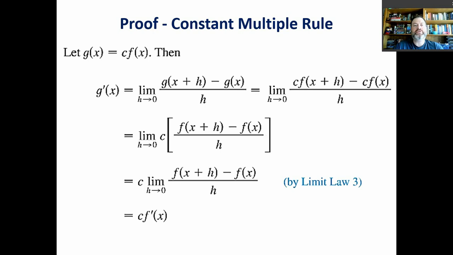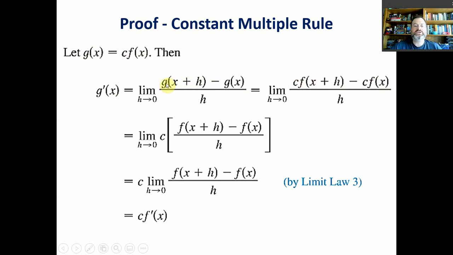All right, here's the proof of the constant multiple rule. I used it without verifying that it's true, but it should be believable. Well, here's your proof. We're going to say g of x is c times f of x. We're just going to plug everything into the definition. So every time I see g of x plus h, that's just c times f of x plus h. And then here, minus g of x, so minus c f of x.